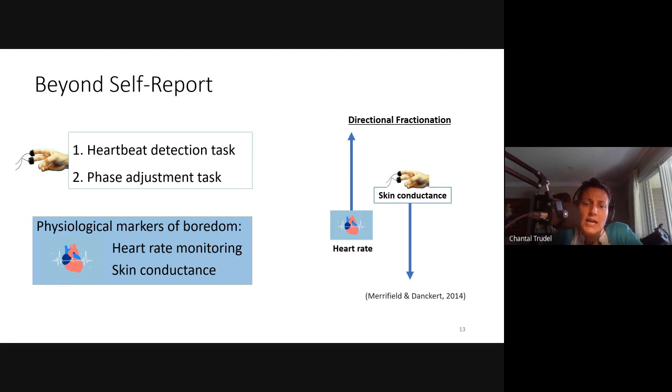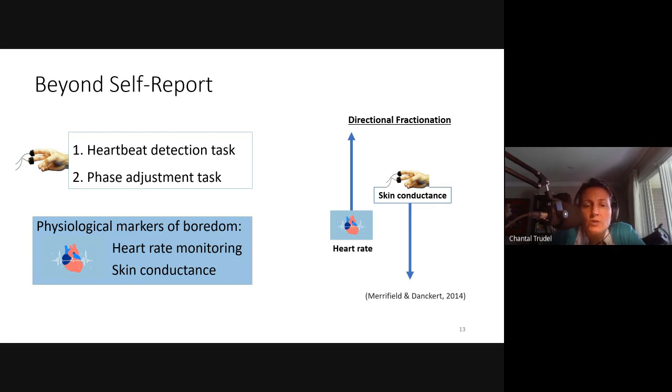More specifically, in our heartbeat detection task, we will induce boredom, and then we ask participants to perform a heartbeat counting task. While you measure heartbeat over a period of varying length, and then you see how accurate they are at counting their own heartbeat. Now, there's an issue with these types of tasks. So, for example, it can be influenced by the participant's previous knowledge of the heart rate. So this is why we will also use another task, and this one is called the phase adjustment task.